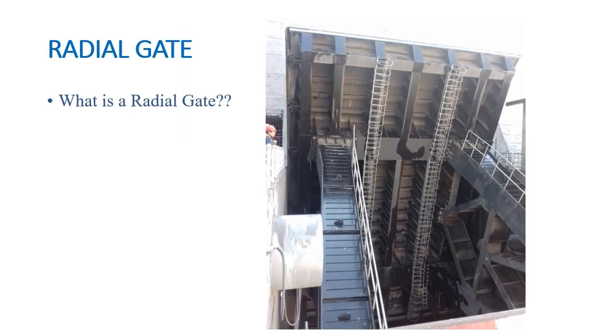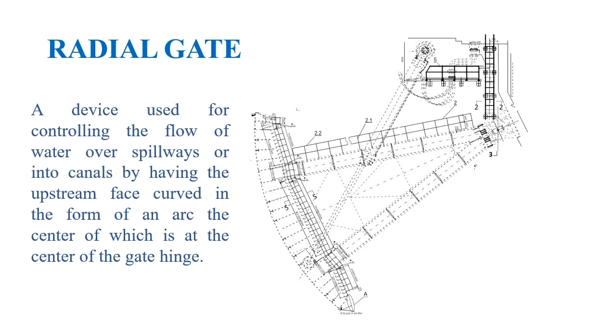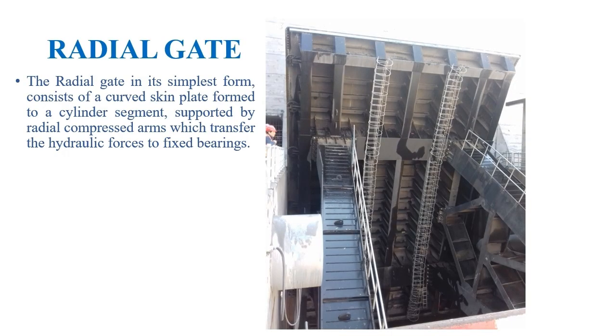What is a radial gate? A device used for controlling the flow of water over spillways or into canals by having the upstream face curved in the form of an arc, the center of which is at the center of the gate hinge. The radial gate in its simplest form consists of a curved skin plate formed to a cylinder segment, supported by radial compressed arms which transfer the hydraulic forces to fixed bearings.